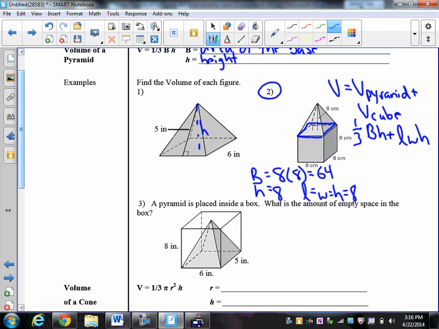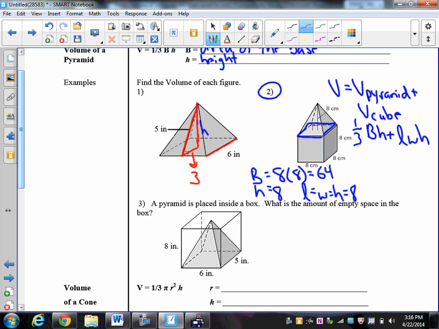Let's go back to number 1 though, because one of the trickier things that you have to do is find the height here. What you need to do in order to find the height, so I have this one here, is you need to see that this length right here is 3. That's because this whole thing is 6 and half of it is 3.